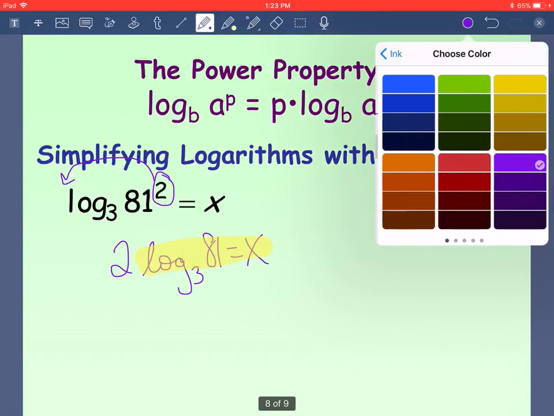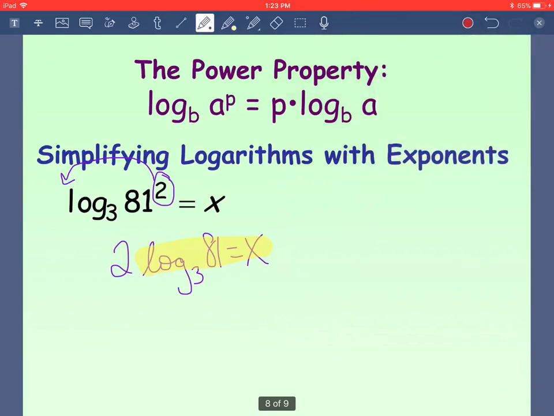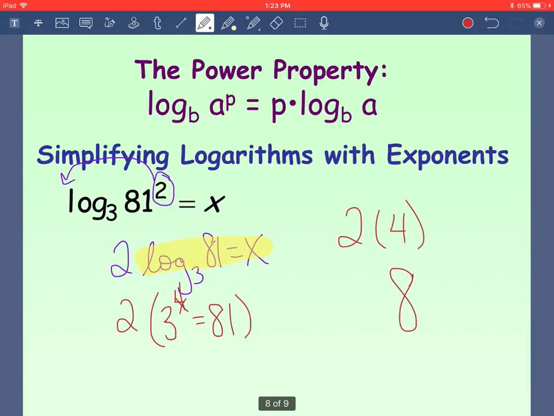So I'm going to put log base 3 of 81 equals x in exponential form. So 3 to the x power equals 81. And that's going to be multiplied by 2. So 3 to the 4th power is 81. So this right here is 4. So x equals 4. So now I'm just going to multiply it by 2. So really it's 8. So my answer is 8.